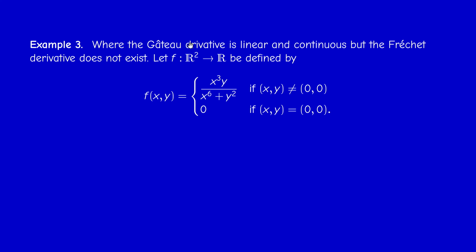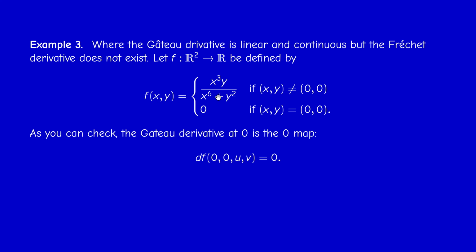Here, if you go back to the definition and you compute f of (tu, tv), as you like, you will find after simplification t to the fourth, because t cubed times t, and here you factor by t squared, and then you divide by t. So after simplifying, you get t, and this tends to 0 as t tends to 0, no matter what is (u, v). Of course, if one of them is 0, then there's nothing to prove. So we see here that the Gateau derivative at 0 is the identically 0 map.